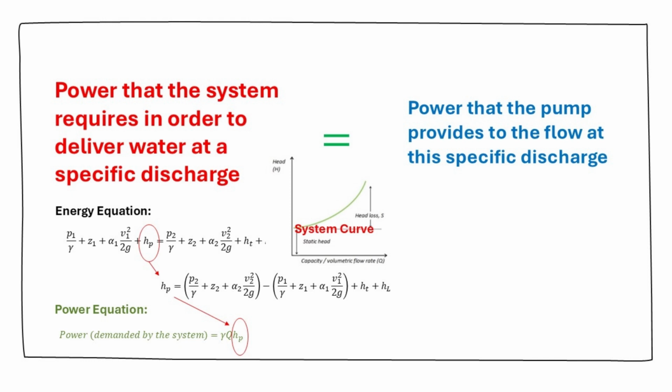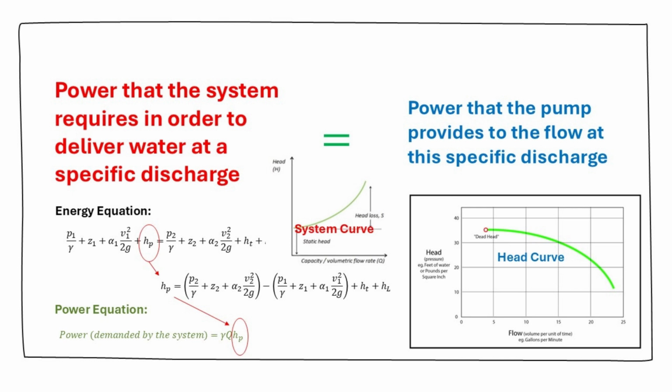Now we know how to find the power required by the system to deliver water. What about the power a pump can provide to the flow? The answer is easier than you might have thought. The head curve, which is one of the most important pump performance curves provided by the pump manufacturer. The pump curve is a graph that shows the pump's flow rate, head, and power consumption at different operating points. It is determined by conducting performance tests on the pump under controlled conditions. The pump curve is specific to the pump model and size, and it does not change unless there is a change in the pump's configuration or performance.